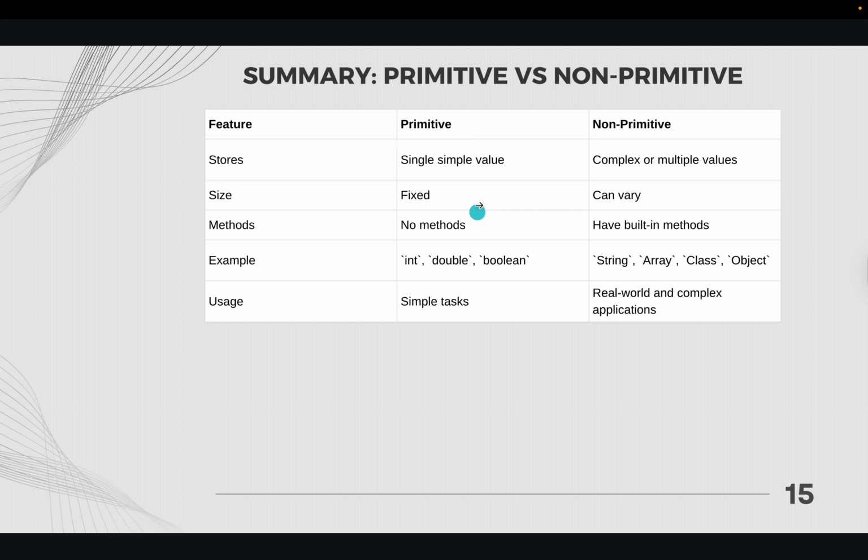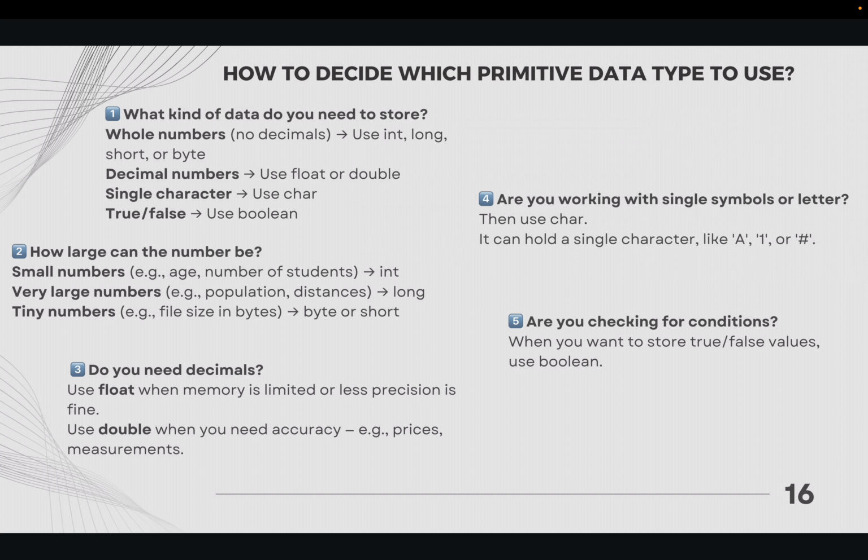And usage, right? A primitive we use for simple tasks or storing the data, and non-primitive, real-world, and complex applications. So, how to decide which primitive data type to use? When you're choosing a primitive type, think about what kind of value you need to store and how big or precise it needs to be, right? Let's go through it step by step.